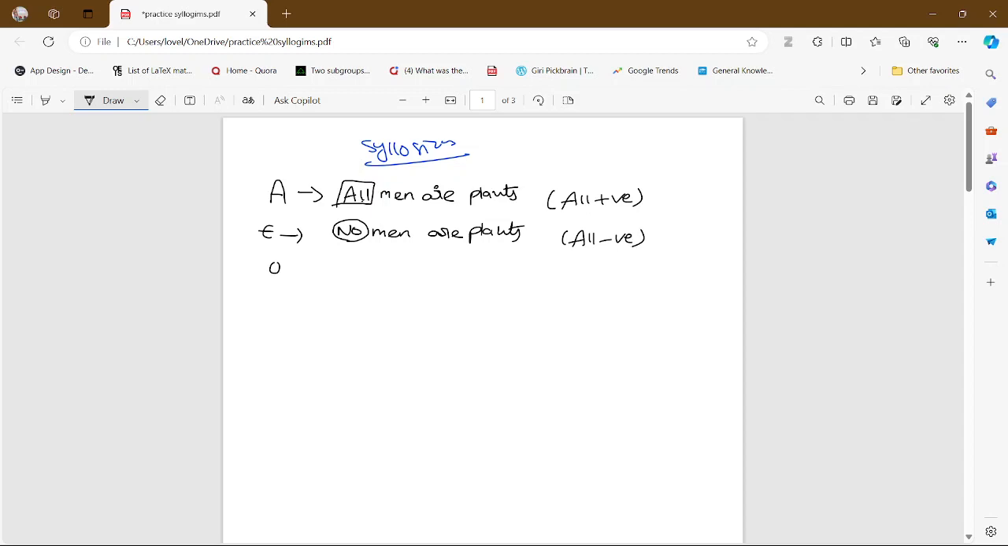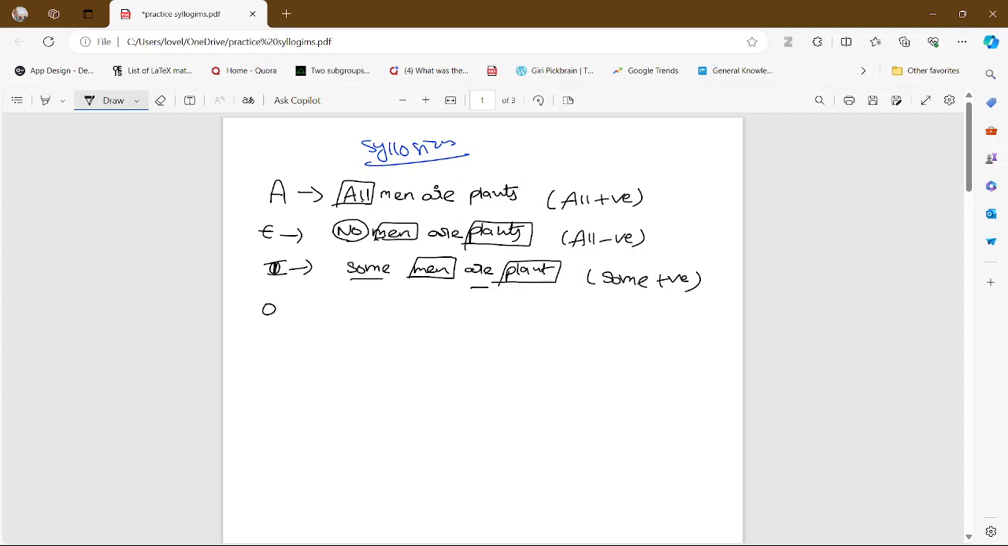Let us go to I. I means some positive: "some men are plants". Men and plants are arbitrary here. There can be anything for that matter, like pens or pencils, pencils or scales. Here also "some" is there and no negative word, so I am calling it some positive.